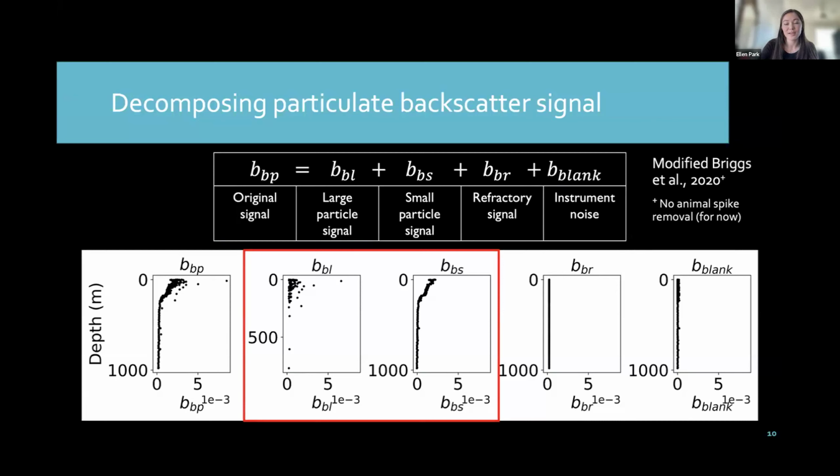represents instrument noise. I just wanted to note for all the backscatter people that as of right now, there's been no animal spike removal, but that will be integrated in the future.